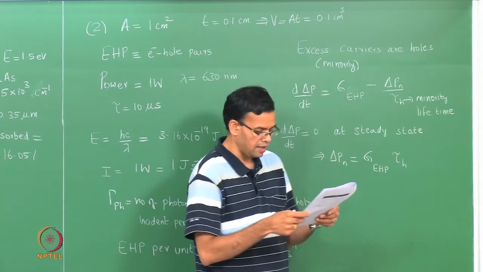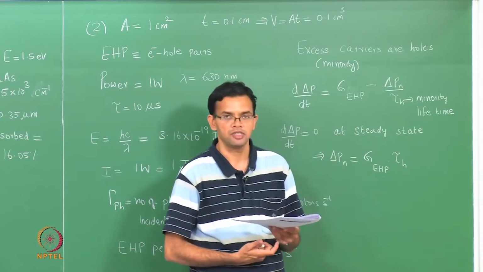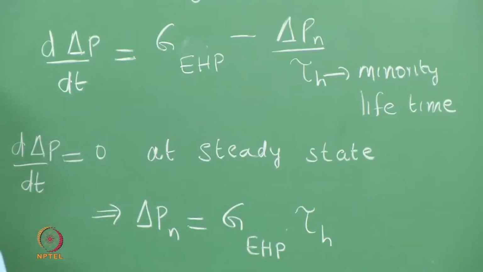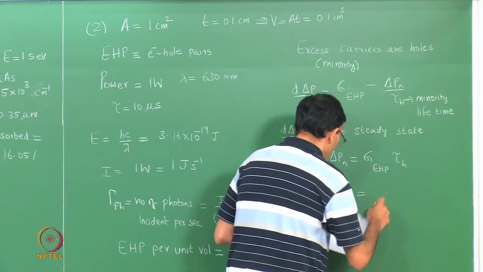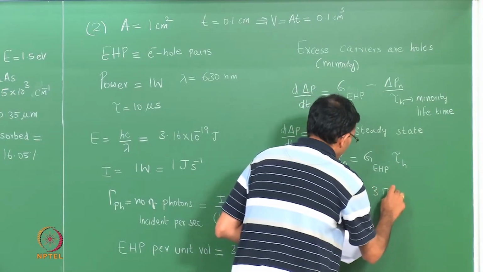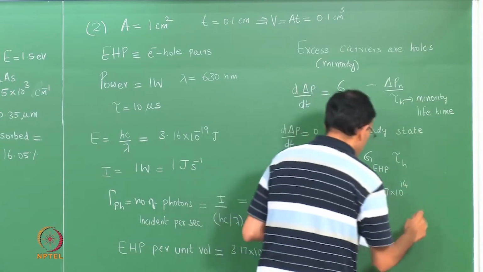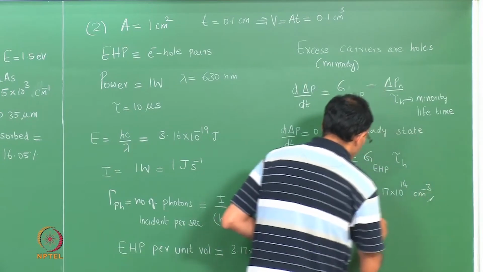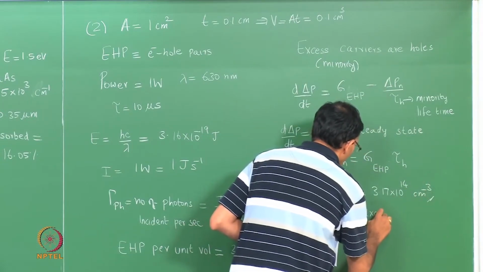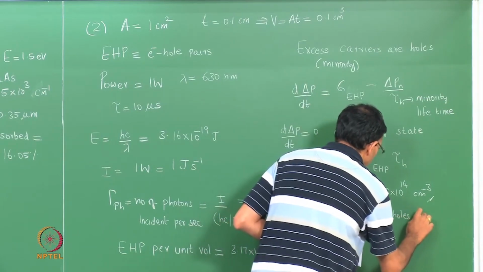So, this we can again substitute. We know the lifetime is given to be 10 microseconds. The number of carriers per unit volume is something we just calculated. So, this is equal to 3.17 times 10 to the 14 per centimeter cube. So, these are the excess holes at steady state.